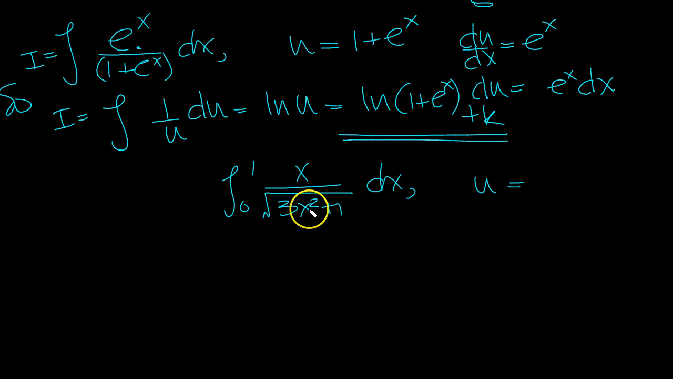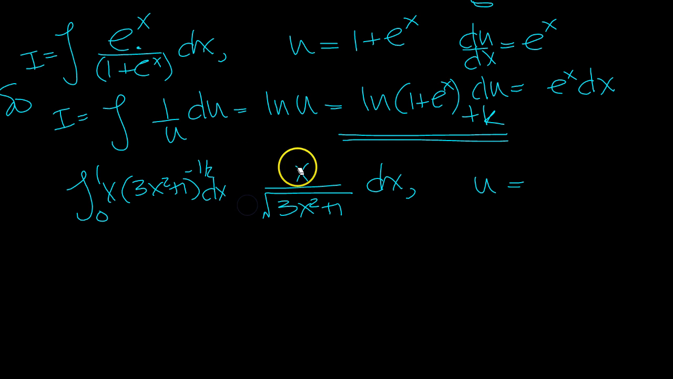Next one. Now this, we can move this up to be minus a half. So I'm going to write that as the integral between 0 and 1 of x times (3x squared plus 1) to the minus a half dx. So that's what we've got then. That's our problem written in a user-friendly form.